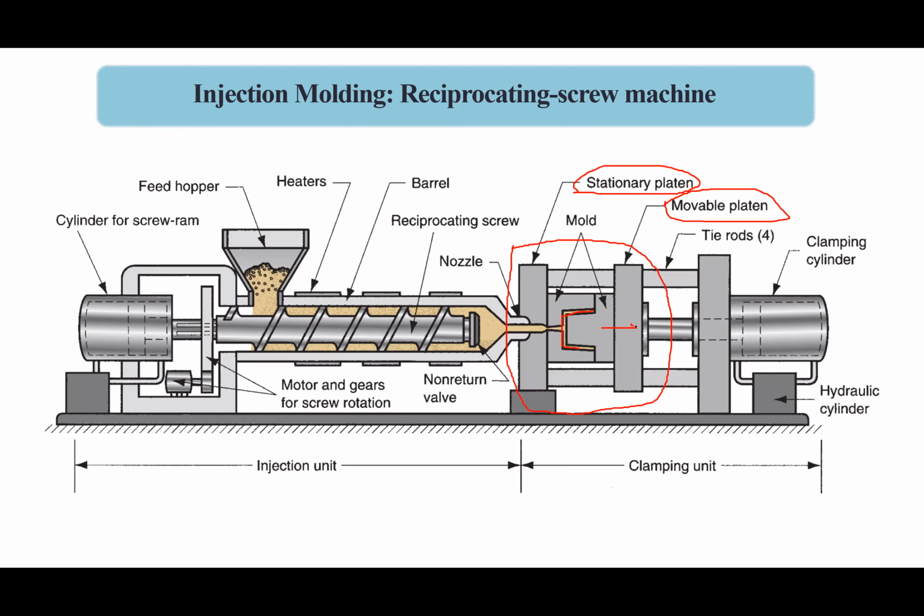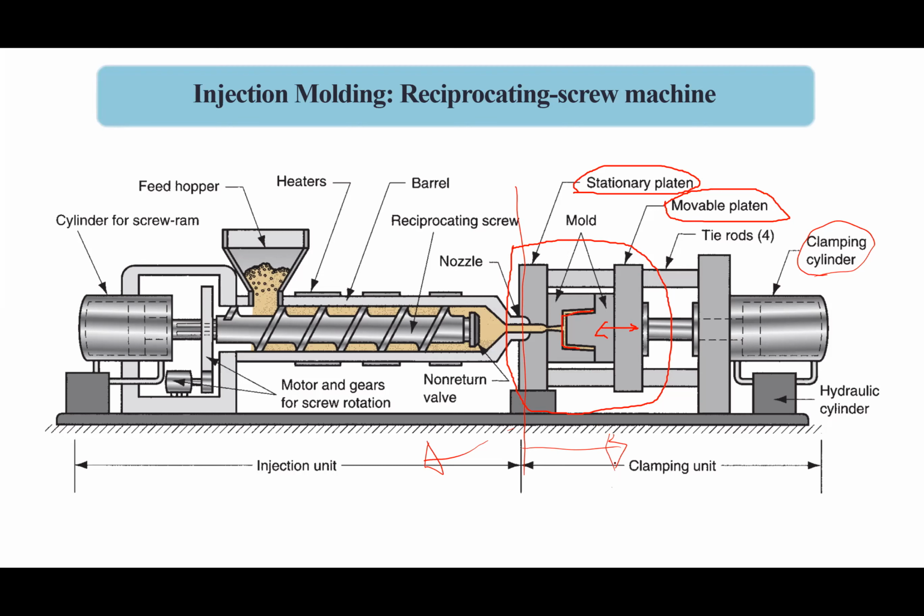The movable platen can move forward and backward. That means it can move in both directions, and that movement is facilitated by a clamping cylinder. Either a clamping cylinder or sometimes toggle clamps are used for movement of the movable platen. And there are some other components too, which are not shown here for the purpose of simplification. From this mold to the left side, all the components are called the injection unit. On the right side, these are called the clamping unit.